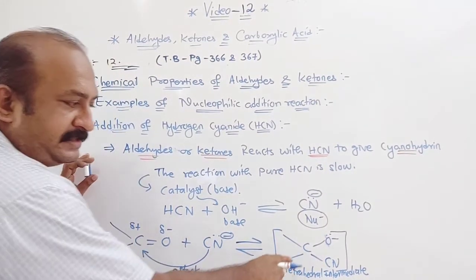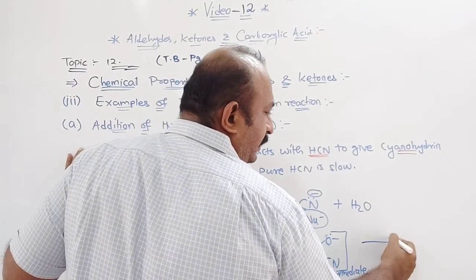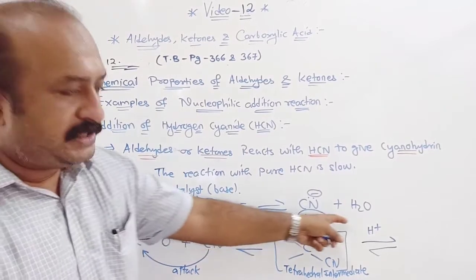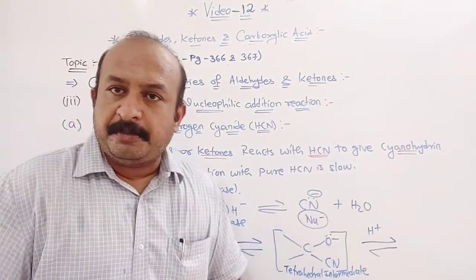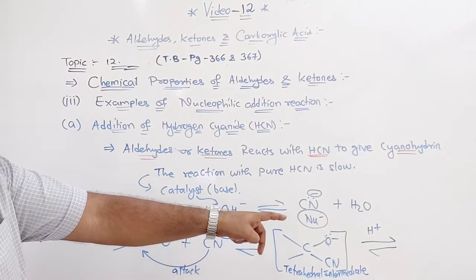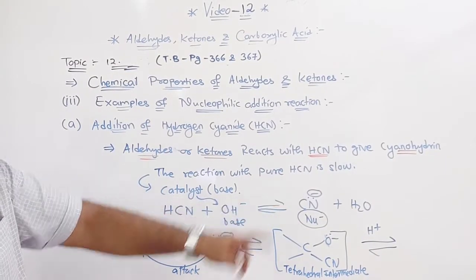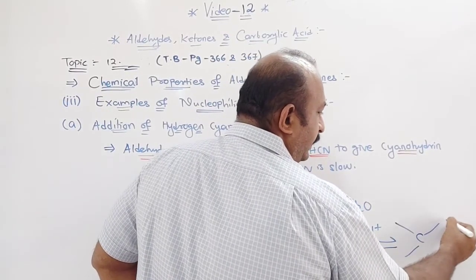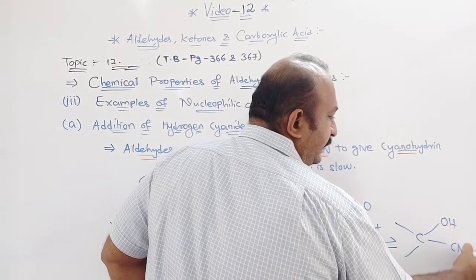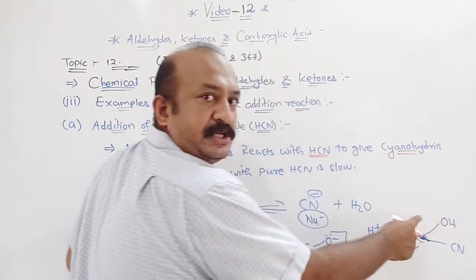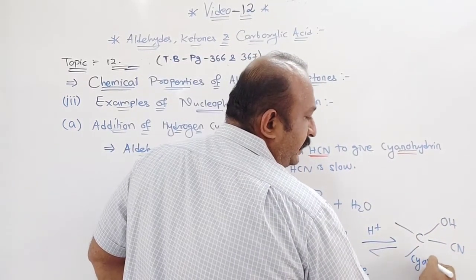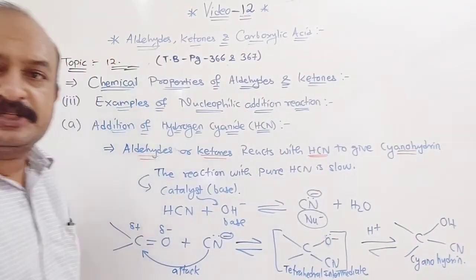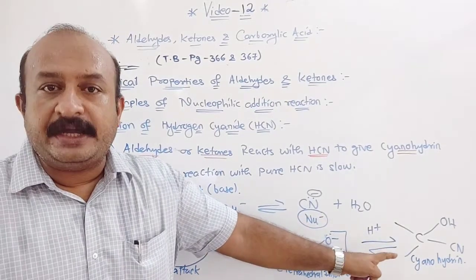Okay, so after getting this tetrahedral intermediate, with a proton transfer, means either you can use an acid or from the medium, what happens in this case? You will get a compound here with OH and here CN, and due to the cyanide and hydroxyl groups, it is called cyanohydrin. Understood this part? So that's why it is called cyanohydrin.